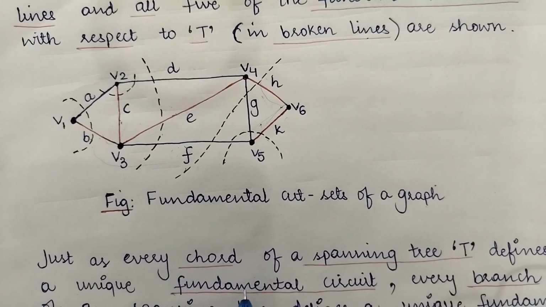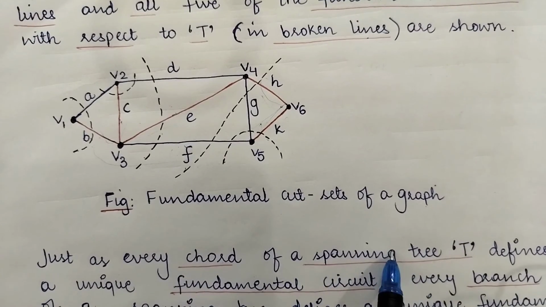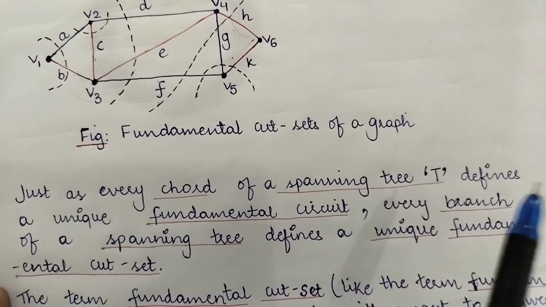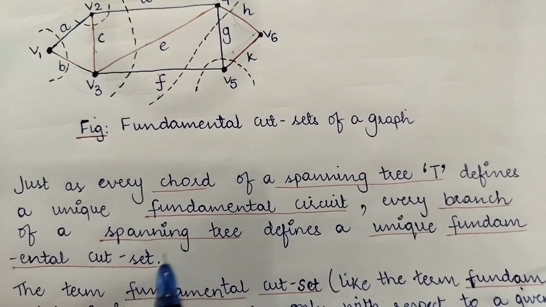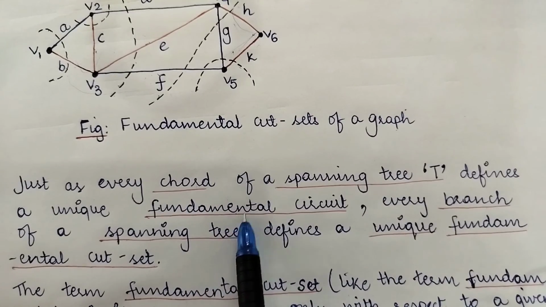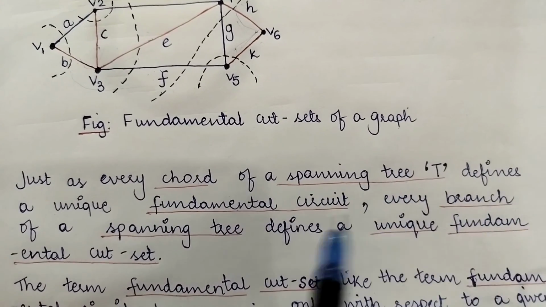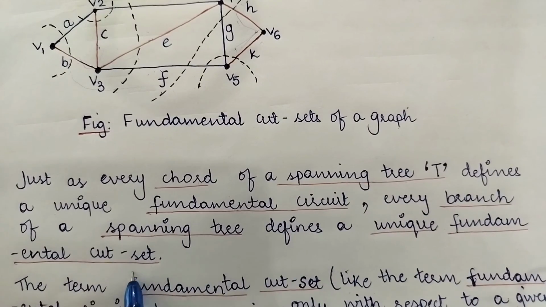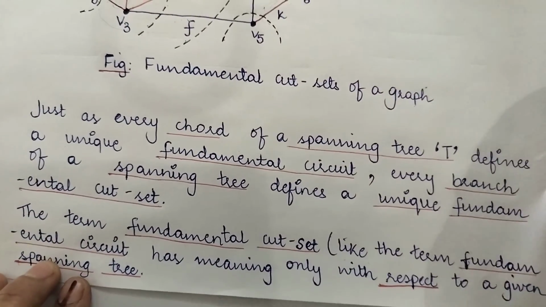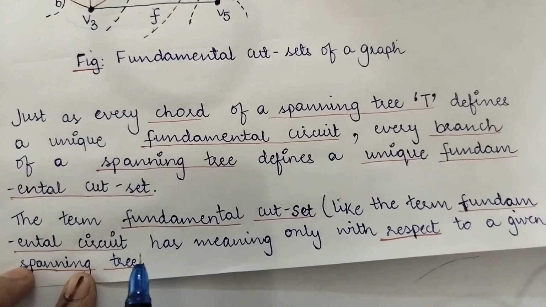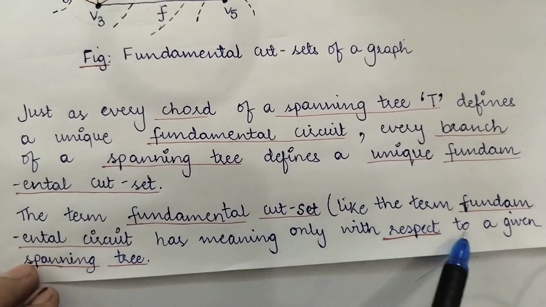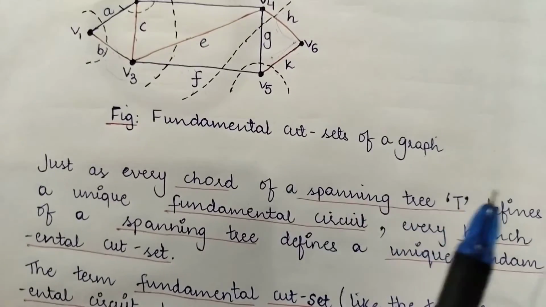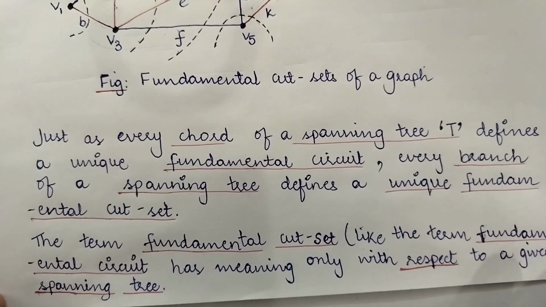So a chord defines a fundamental circuit with respect to a spanning tree T, and a branch defines a fundamental cut set with respect to a spanning tree, right? So the term fundamental cut set, just like the term fundamental circuit, has meaning only with respect to a given spanning tree, and obviously they do not exist without a spanning tree.